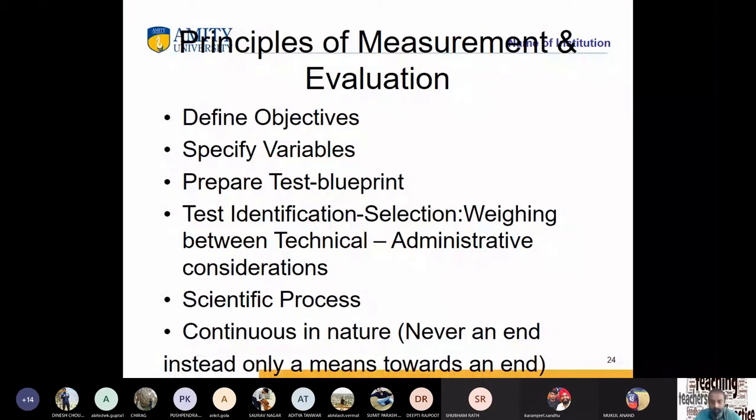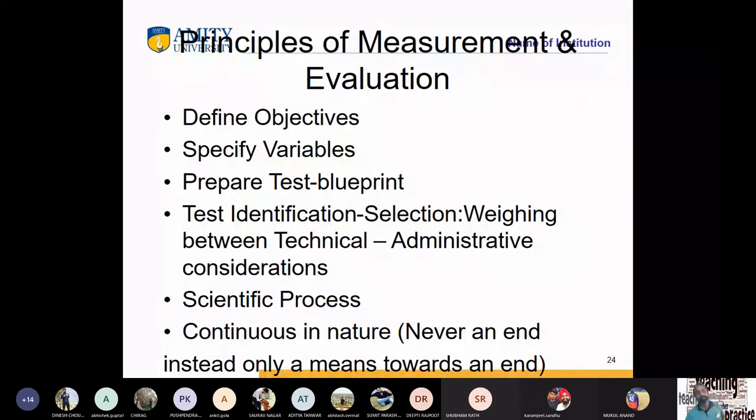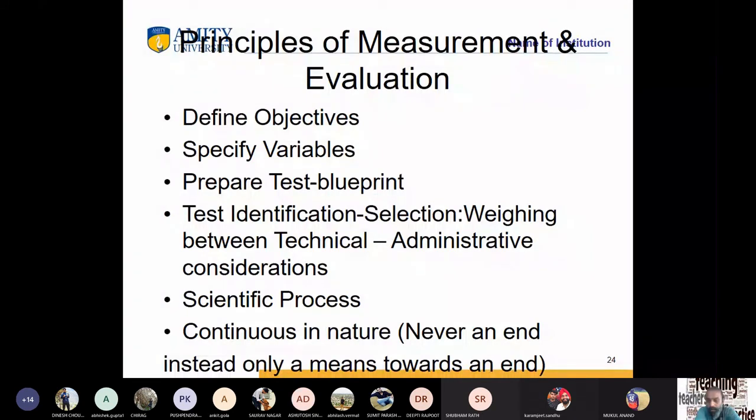And one last important principle of measurement and evaluation is that testing is never an end process. It is always a continuous process, and never believe that testing should be done only at the last. When I say this, it is applicable to every assignment, every challenge, every task, every activity, wherever you work, by working on these principles. Yes, you have been assessed, because the principle says it has to be a continuous process.